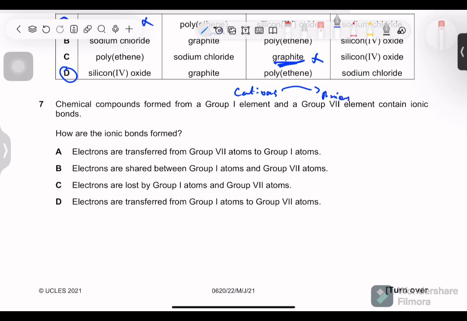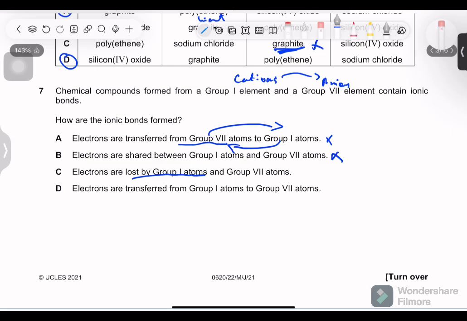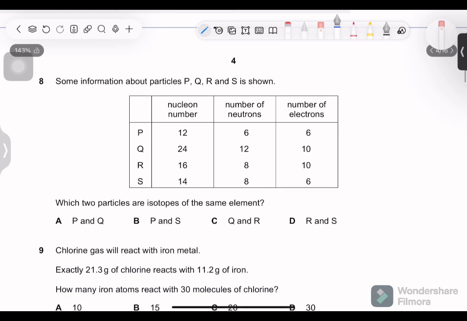So electrons are shared. No. Electrons are transferred from group 7 to group 1. No. From group 1 to 7. Electrons are lost by group 1 atoms and group 7. No, not by group 7. Electrons are transferred from group 1 to group 7. Correct. D.